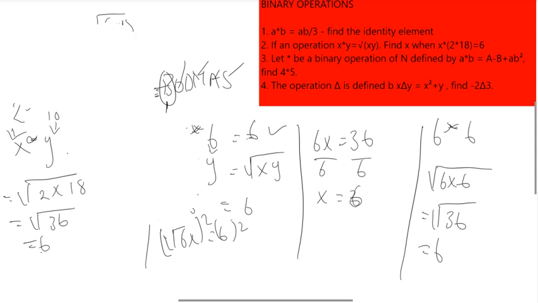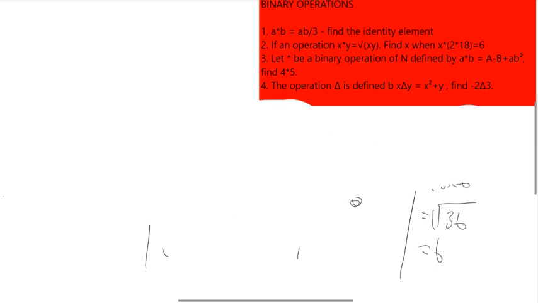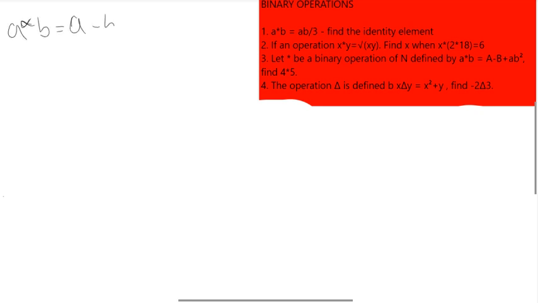Alright, so let's solve the last one, question 3. Question 3 is also very simple. Let asterisk be a binary operation on n defined by a asterisk b is equal to a minus b plus ab square. And they say we should find 4 asterisk 5. So wherever we see a, it is 4 and b is 5. So a is what? 4 minus 5 plus 4 times 5 square. It's only the 5 that has the square, not the a.